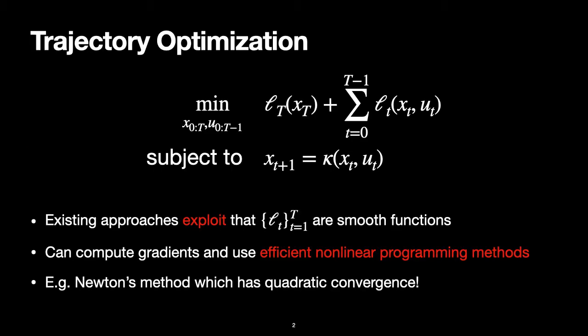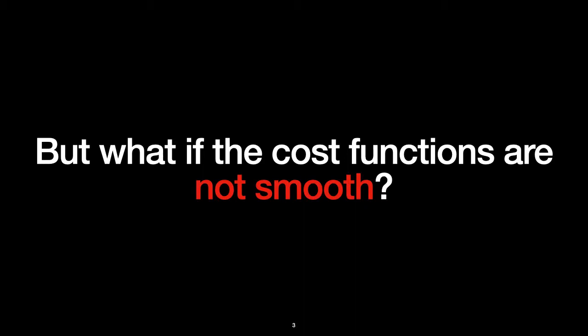Trajectory optimization is a general framework to synthesize dynamic motions for robots where we seek to minimize the cumulative cost of a trajectory by finding the best control sequence subject to constraints on dynamics. Most existing approaches heavily rely on the differentiability of the cost function and use nonlinear programming techniques to achieve fast convergence. But what if the cost functions are not differentiable? In other words, not smooth. Popular solvers such as ILQR have extremely slow convergence affecting real-time performance.